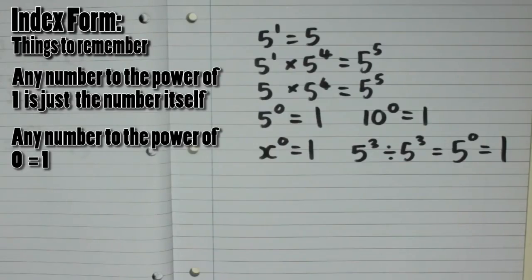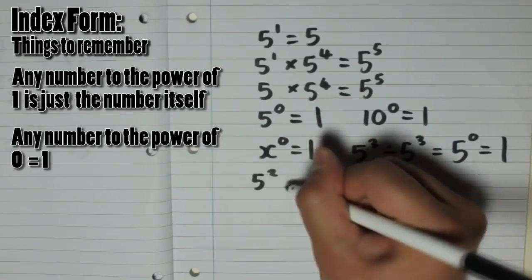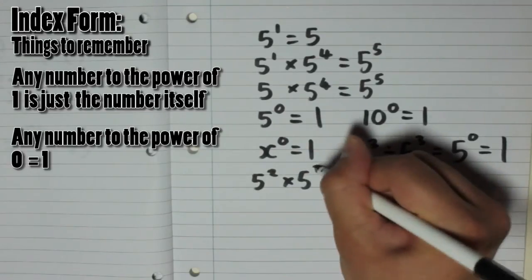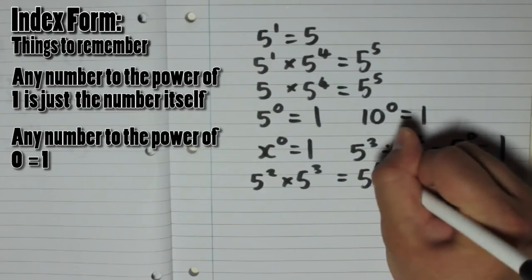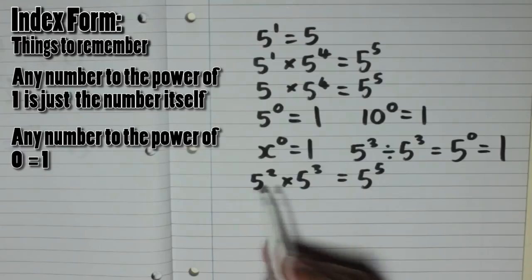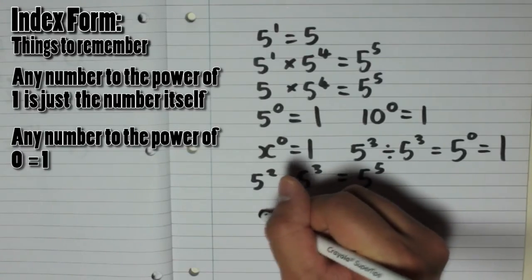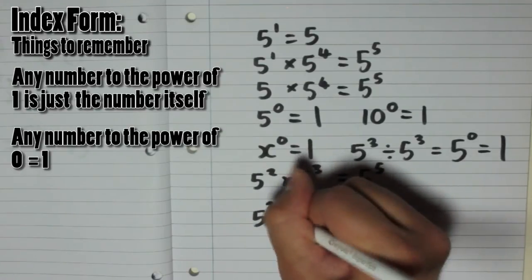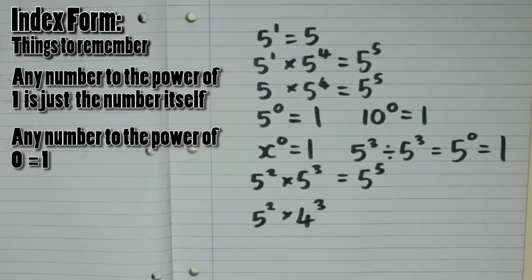Now when simplifying, remember that you need the main number, the large number, to be the same. So for example, when you had 5 to the power of 2 and you multiply it by 5 to the power of 3, you added the 2 and the 3 to get 5, so you get 5 to the power of 5. But if the main number, if they were different, if you had, for example, 5 to the power of 2 times 4 to the power of 3, that would not simplify. It would just stay like that.